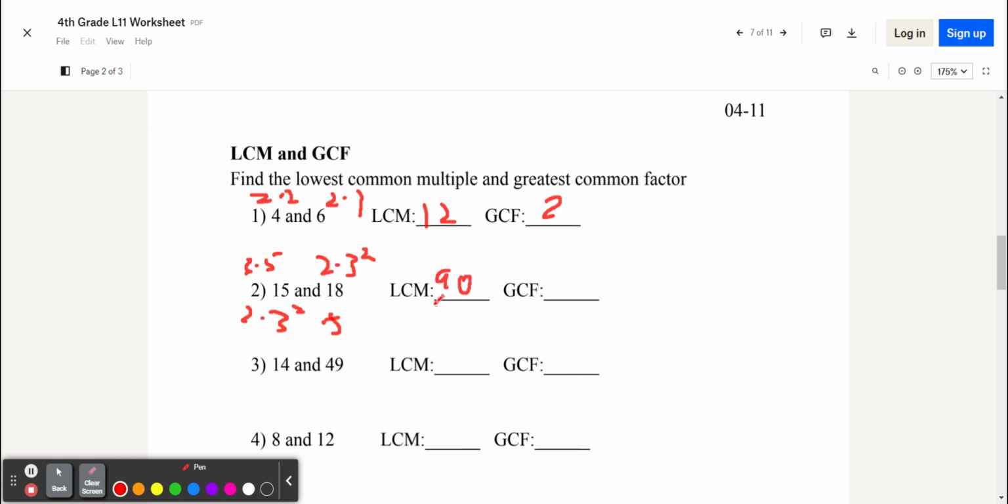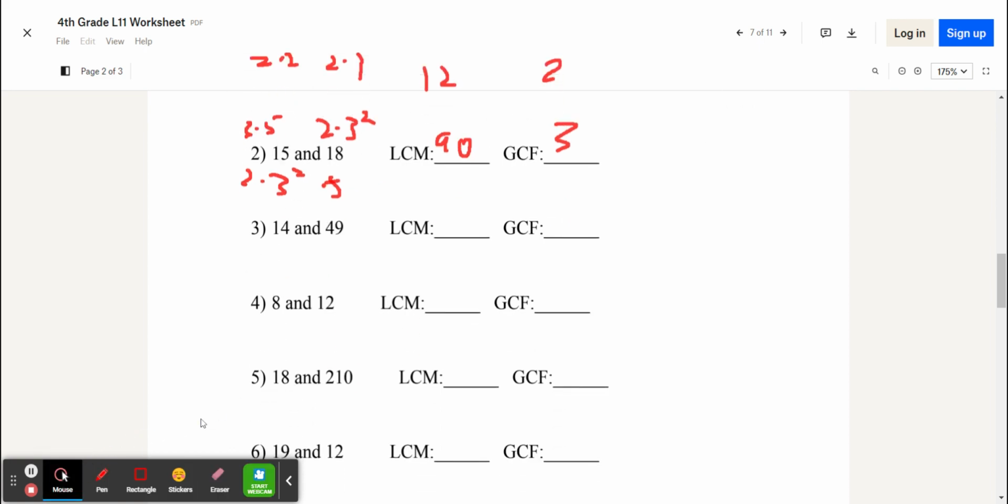The greatest common factor would be what they share. So in this case, that's just the 3. They only share a 3. So the GCF is 3. 14 and 49, the LCM is 98, and the GCF is 7. Because this is 2 times 7, and this is 7 squared.